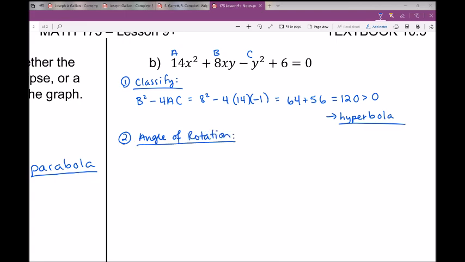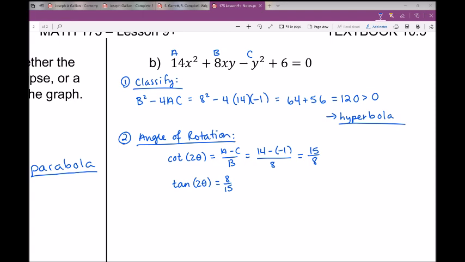Alright, so our angle of rotation, we use the formula cotangent of 2 theta is equal to a minus c over b, which is 14 minus -1 over 8, which is 15 over 8. Okay, so we have tangent of 2 theta then is equal to 8 over 15. Okay. So this is an instance where you would need to use your calculator because 8 over 15 is not a tangent value on your unit circle.